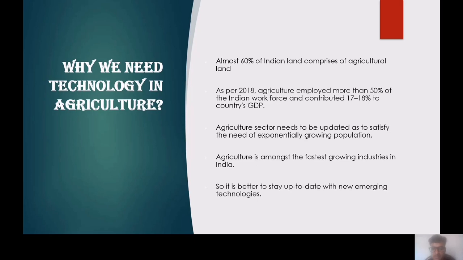The agriculture sector needs to be updated to satisfy the needs of an exponentially growing population. As we know, the population growth is exponential, but the agricultural land is limited and even decreasing day by day as the population is increasing.